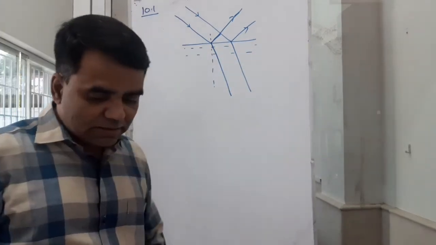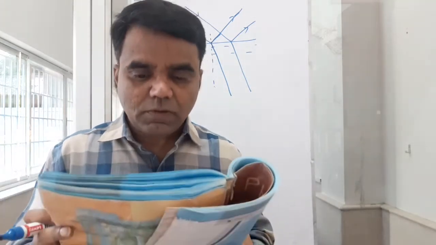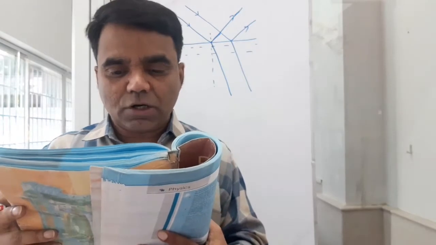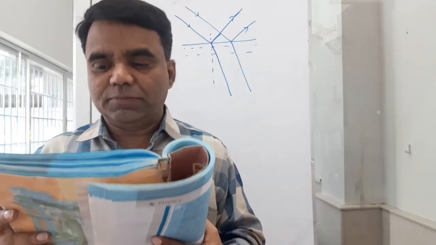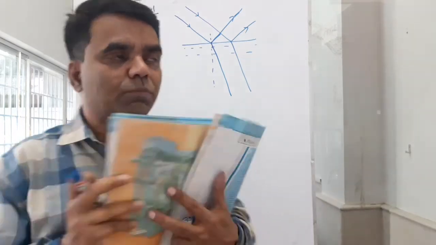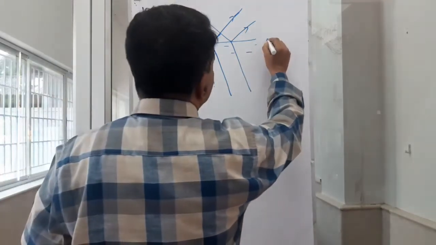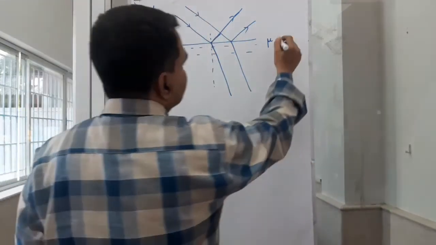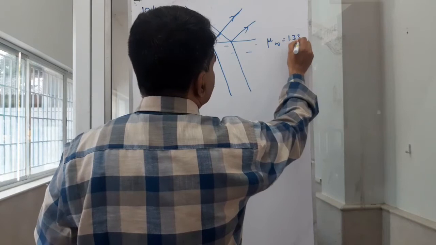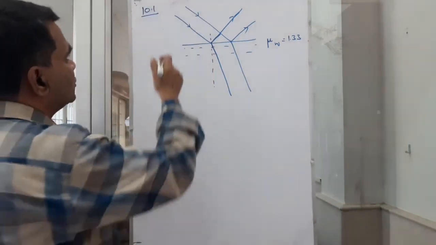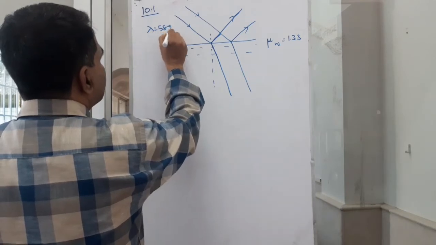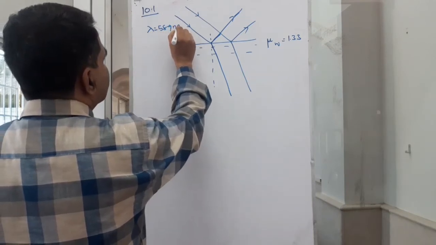So now the question is, what are the wavelength, frequency and speed of this light, reflected and refracted? Refractive index of water is 1.33. So mu of water with respect to air, obviously, which is equal to 1.33. So here the lambda is 589 nanometers.